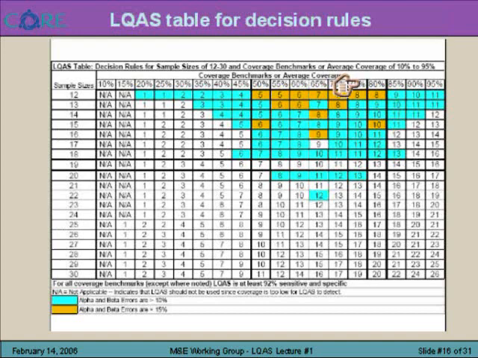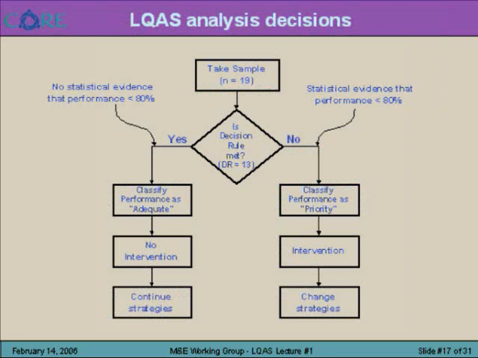So, for instance, if we have a coverage benchmark of 80% and a sample size of 19 per supervision area, the decision rule will be at the intersection of these two parameters, that is 13. For the purpose of using this table, coverage benchmarks or average coverage rates get rounded to the nearest upper level found in this table. So what can we do with this information? Let's take a look at a decision tree used when analyzing LQAS data.